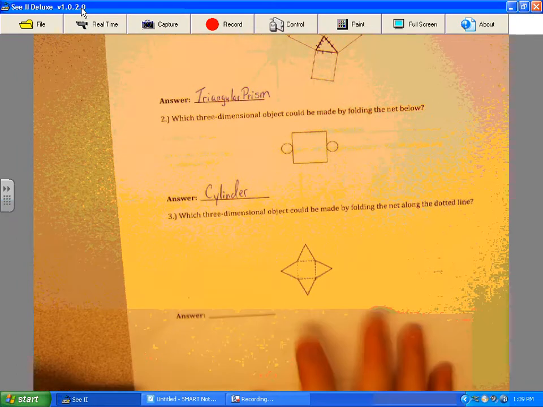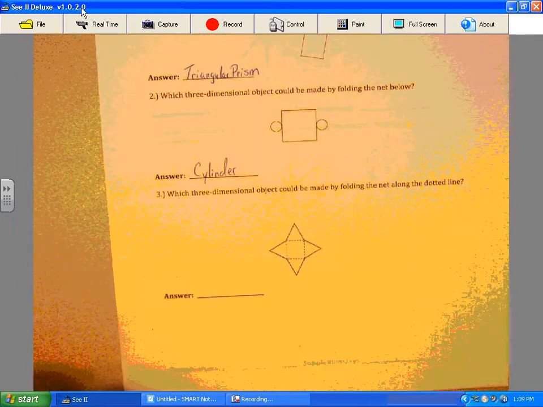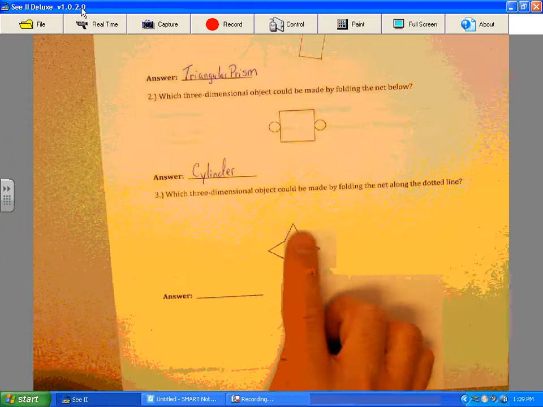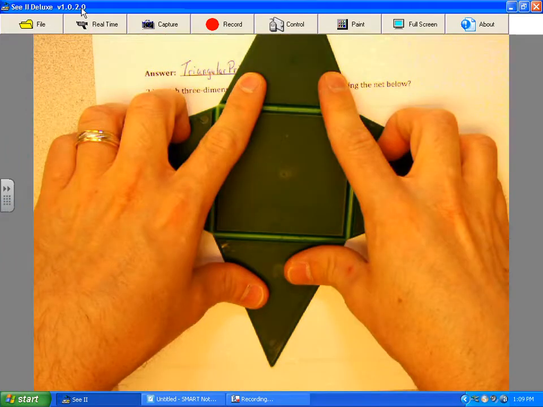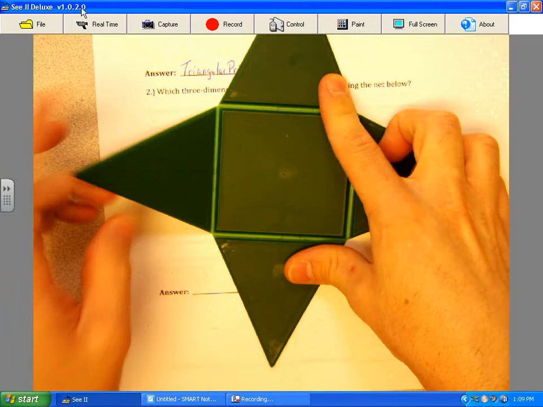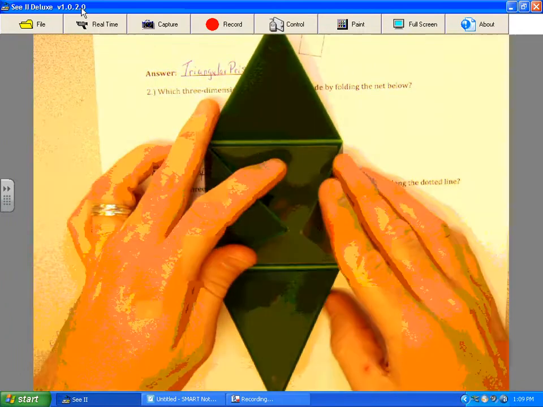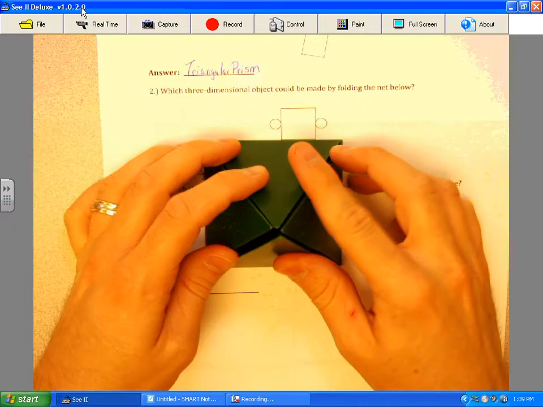And looking at the third example we have here, which three-dimensional object could be made by folding the net along the dotted lines? Well, here we have a square and then 4 triangles around it. We talked about this one earlier as well. We have the square, and then we have 1, 2, 3, 4 triangles. So that's your square pyramid.